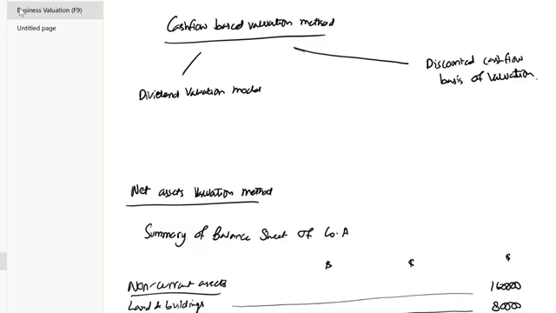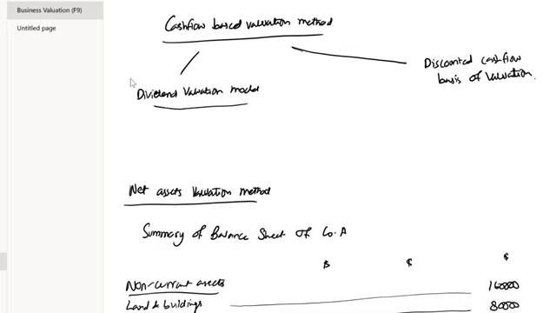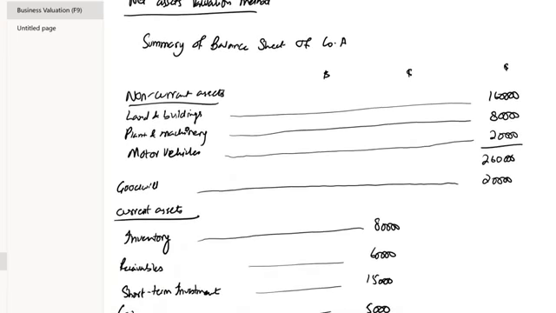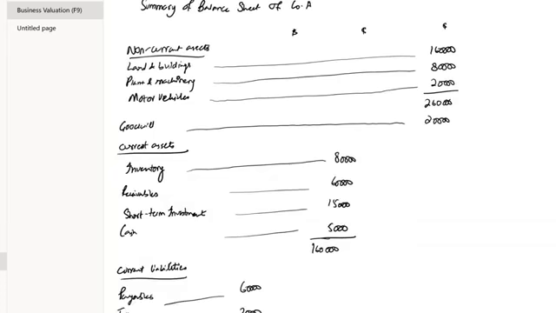I'll be showing the workings of dividend growth model under this heading only, under the heading of dividend valuation model only. Now next we have is discounted cash flow basis of valuation, which is also called free cash flow method of valuation. So first let's look at net assets valuation method.